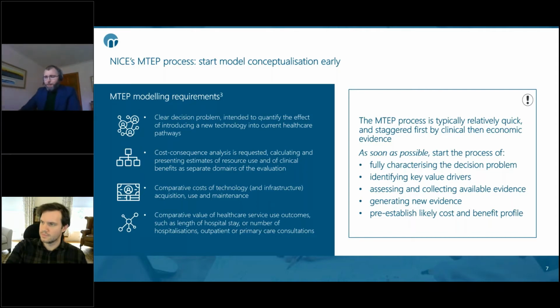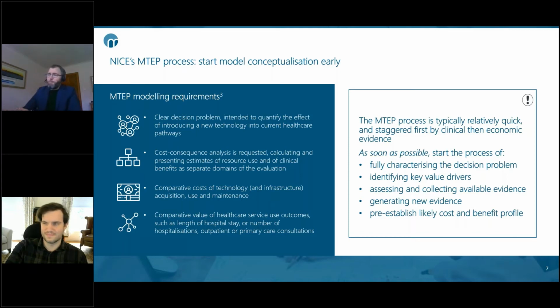To that point, it's critical to identify, as soon as possible, exactly what evidence you, as a medtech device developer, currently have to support your defined decision problem and value story, what the data gaps are, and how you're going to fill those gaps, and why as well. And we can't stress enough how important it is to start early in that endeavor. It should absolutely pay off in spades.